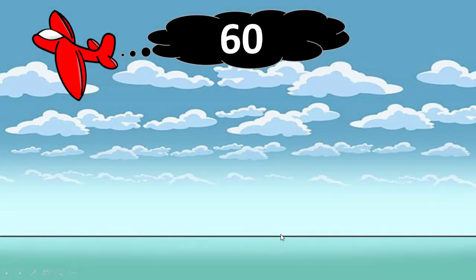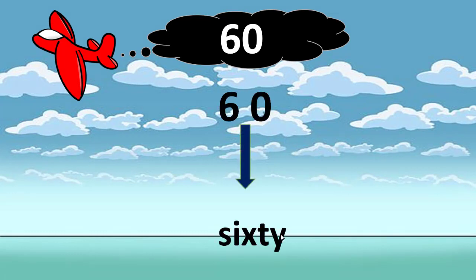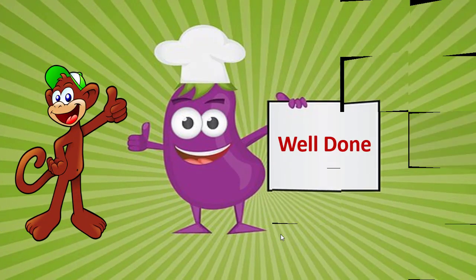And our last number is 60 and its number name will be SIXTY 60. Repeat it again. SIXTY 60. Very good, my dear students. You have done very well.